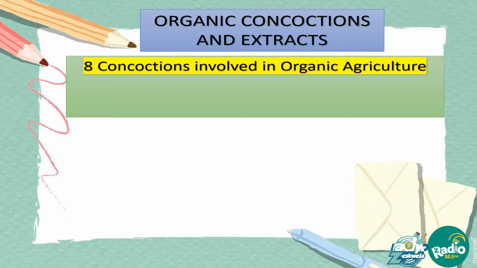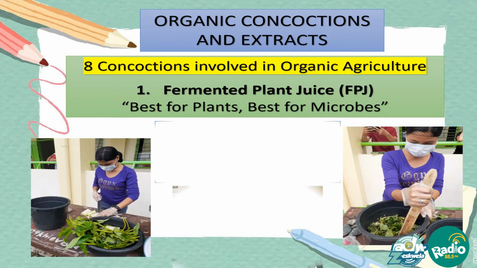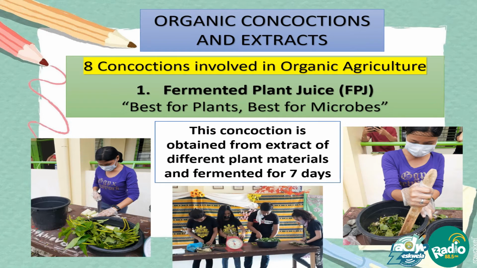Number 1, the fermented plant juice, or popularly known as FPJ. The concoction that is best for plants and best for microbes too. This concoction is obtained from extract of different plant materials and fermented for 7 days.